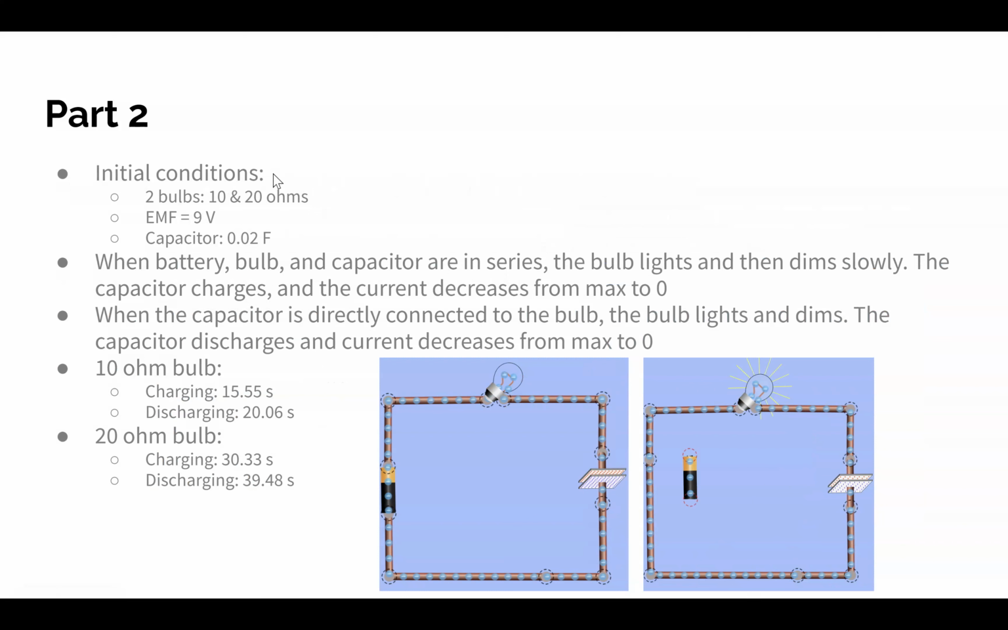So for part 2, I used 2 bulbs, 10 and 20 ohms, and then a 9-volt battery and a capacitor of 0.02 farads. And so when I put the battery, bulb, and capacitor in series, the bulb will first light and then dim slowly. This is when the capacitor is charging and the current is decreasing from max to 0. And then when the battery was taken out, the bulb would do the same thing, but this is when the capacitor is discharging and the current decreases from max to 0. And so I also timed how long it took to charge and discharge for both bulbs, as shown here.